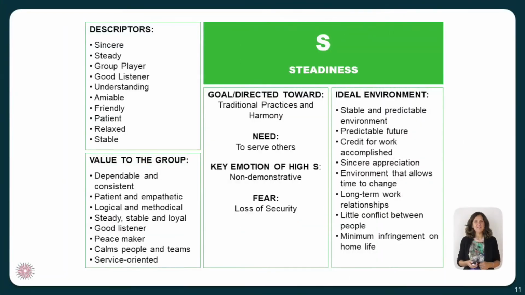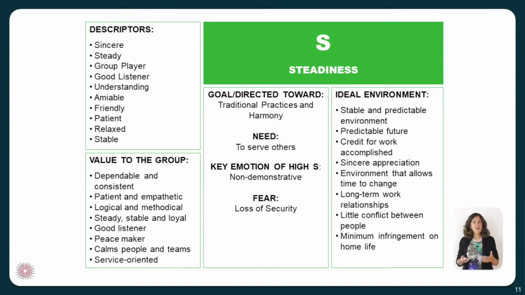S's. Well, the descriptors of an S include being sincere, steady, group player, good listener, understanding, amiable, friendly, patient, relaxed, and stable. I think of S's as being the salt of the earth. The value that S's bring to the group are being dependable and consistent, patient and empathetic, logical and methodical, steady, stable, and loyal, good listeners, peacemakers, calms people and teams, and service-oriented.